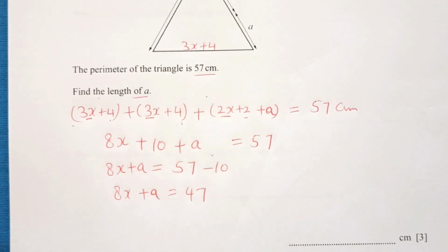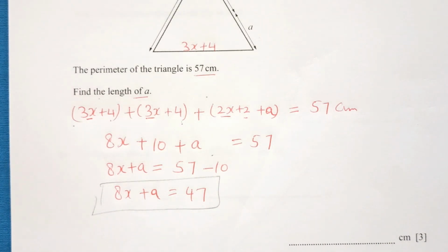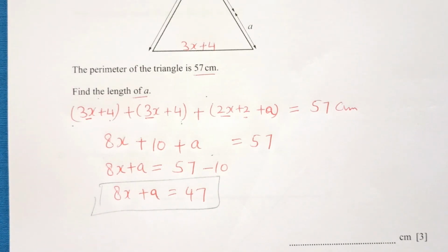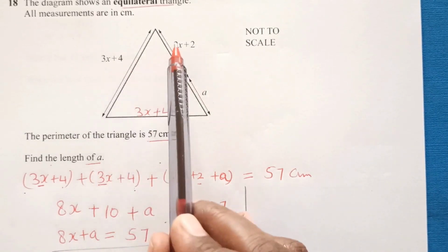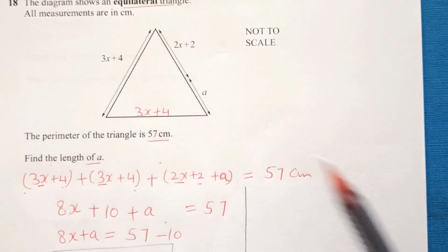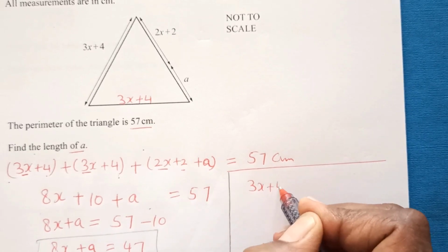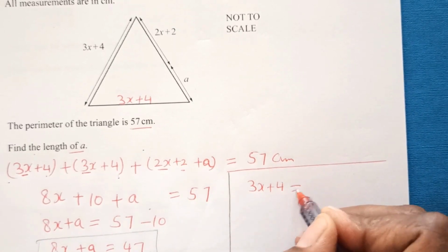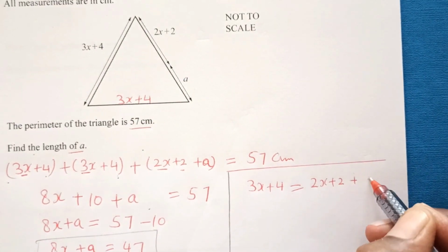But we still do not know the value of a. Our question is to find the length of a. So let's keep it aside and look at another thing. In the triangle, this side is 3x plus 4 and this side is 2x plus 2 plus a. These two sides are equal. So we can take another equation from here: 3x plus 4 is equal to 2x plus 2 plus a.